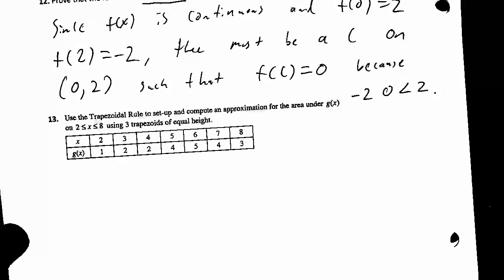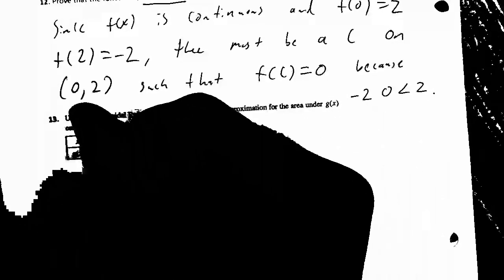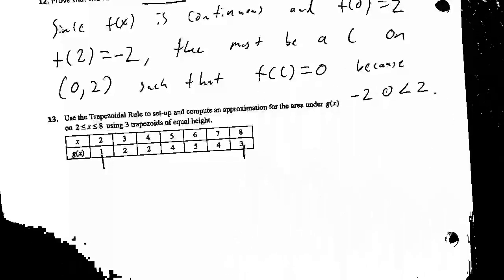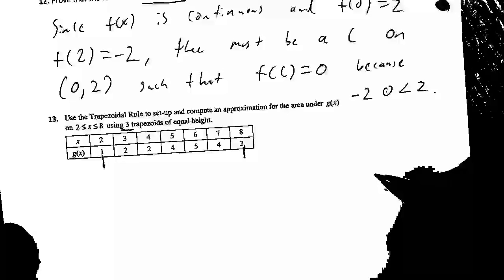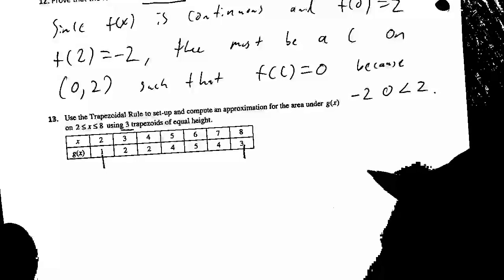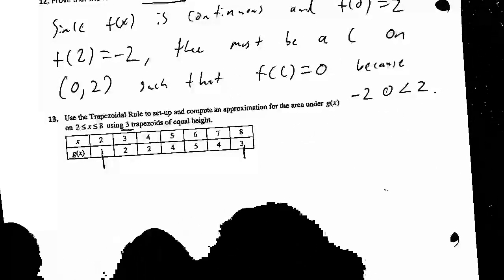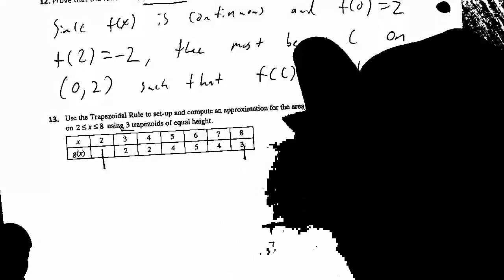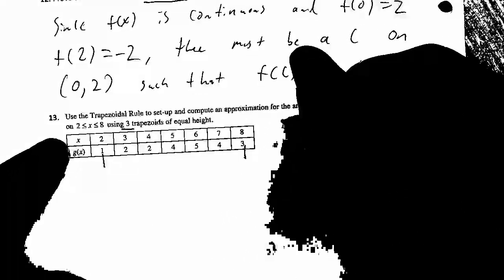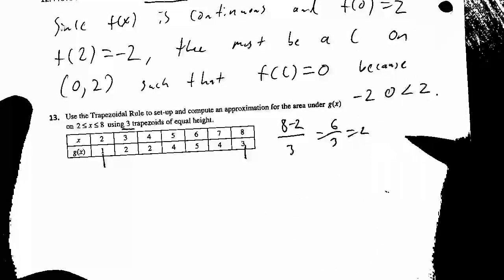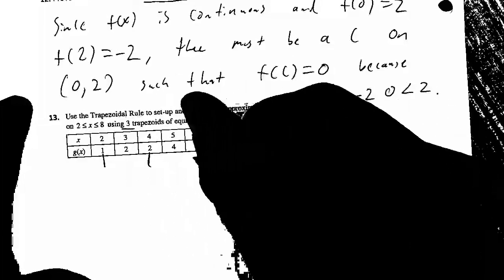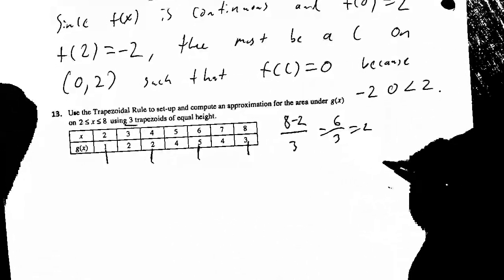Use the trapezoidal rule to set up and compute an approximation for the area of g of x from 2 to 8 using 3 trapezoids of equal height. So from 2 to 8 will be from here to here. And it says only 3 trapezoids of equal height. So if it's only 3 trapezoids, they're going to have a width of 2, right? If you think about this, we're going from 8 to 2, so 8 minus 2 over 3. That's 6 over 3. So they have to have a width of 2. So this is one trapezoid, this is a trapezoid, and this is a trapezoid here.